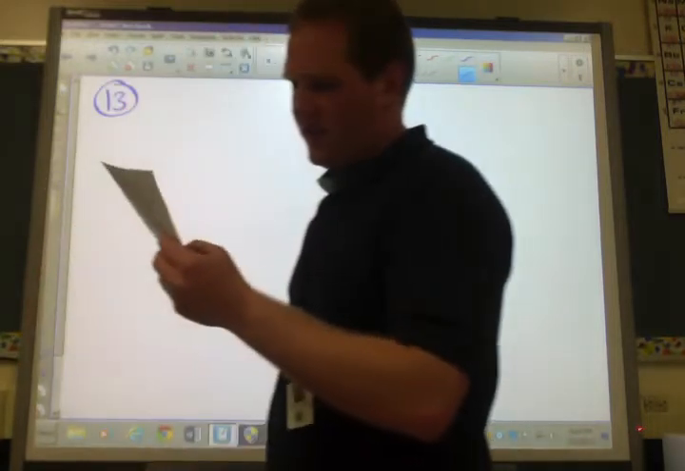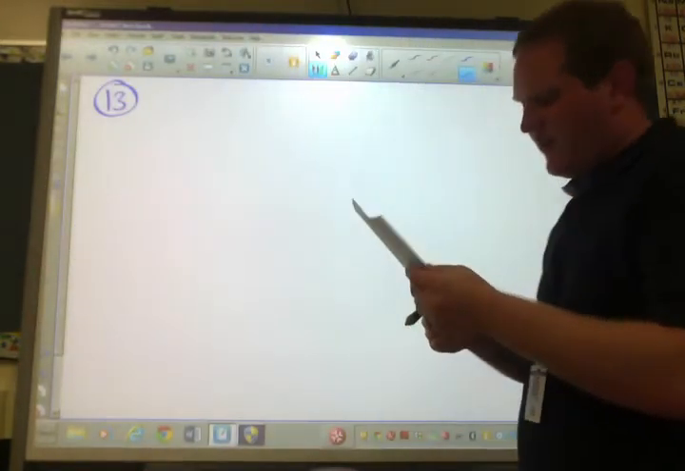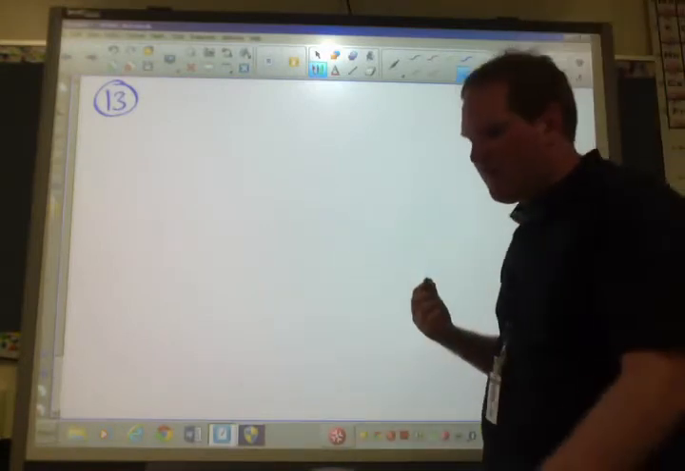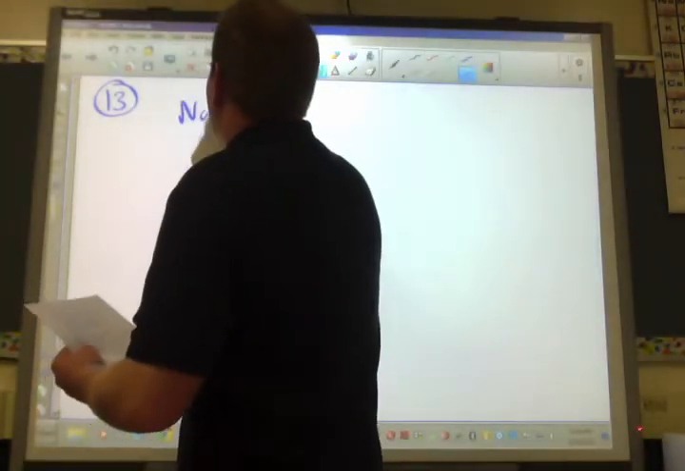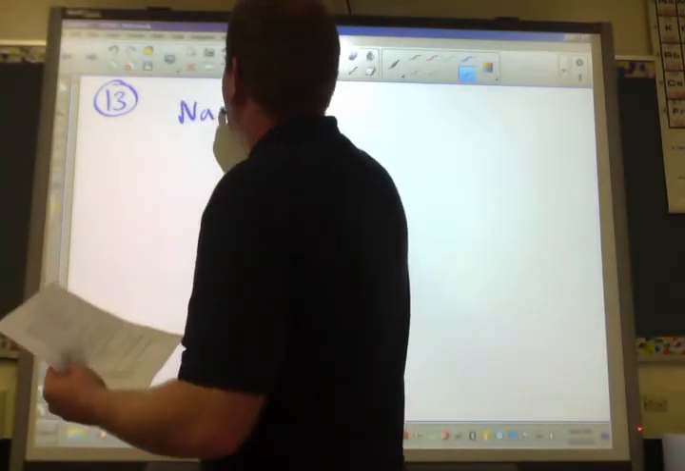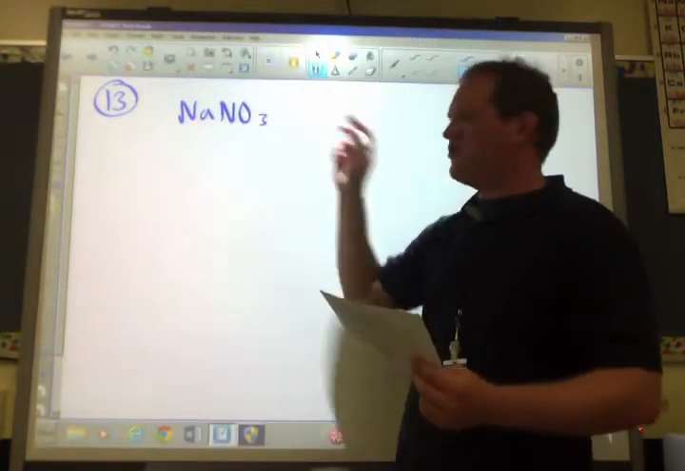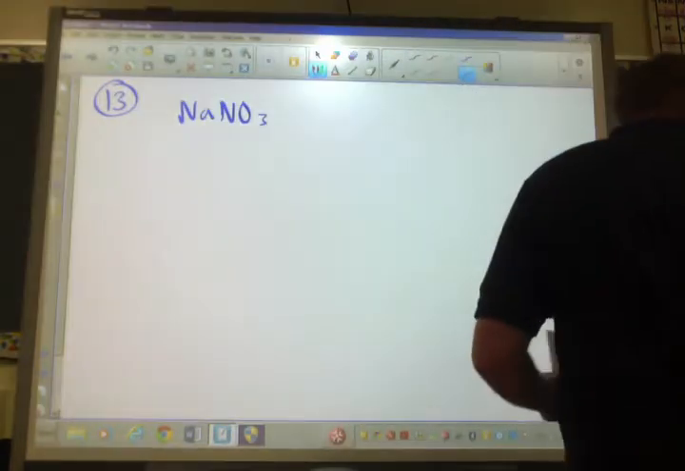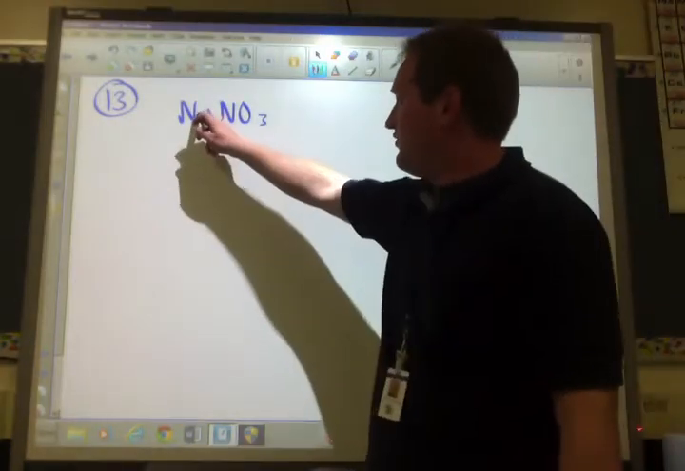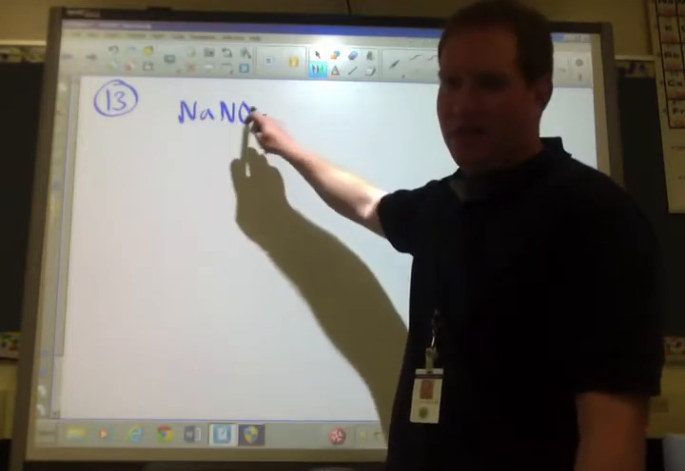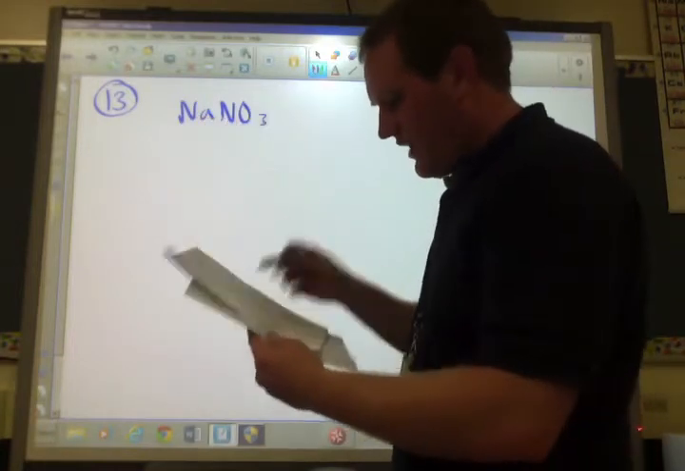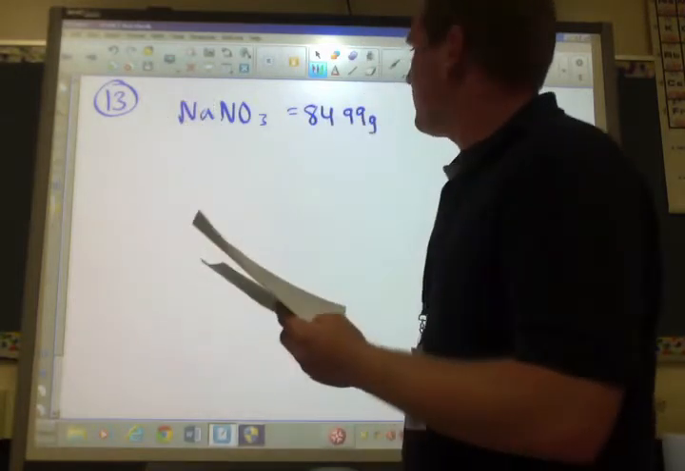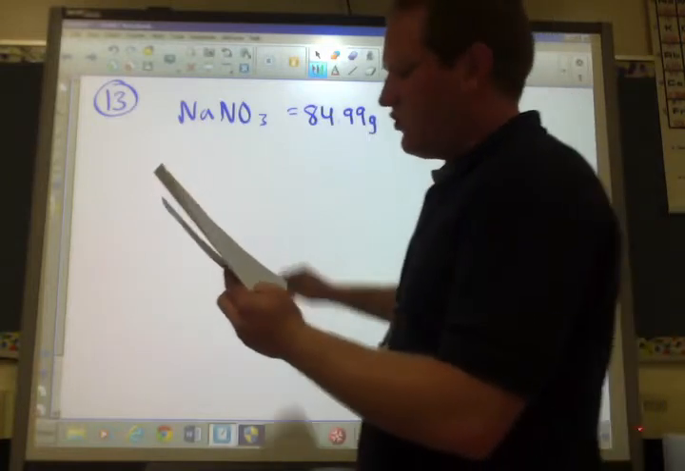Number 13. What is the percent composition of NaNO3? Well, for percent composition, we're looking for percent composition by mass. So, let's do NaNO3 first. We'll do the total. Basically, we're going to divide each of these elements by that total. I'm going to cheat and use my answer key, but basically, you find this on the periodic table, you do 3 oxygens, you add it all up, and what you get is 84.99 grams. Okay?